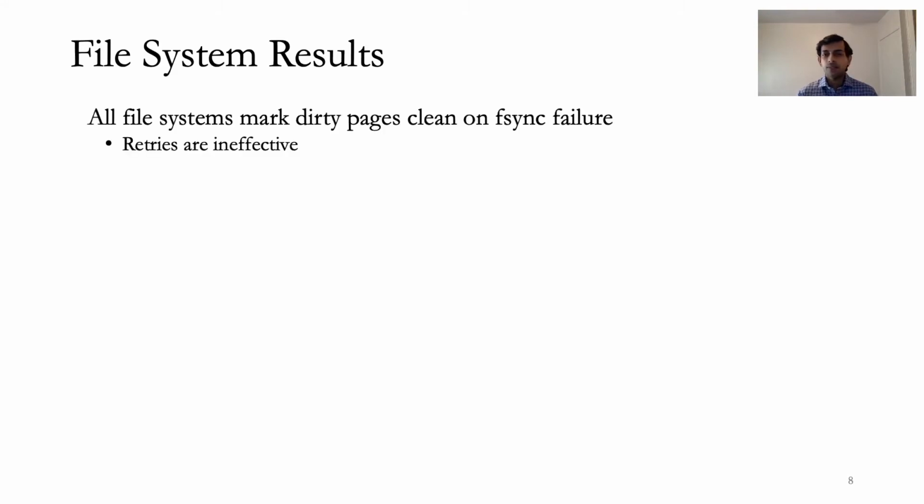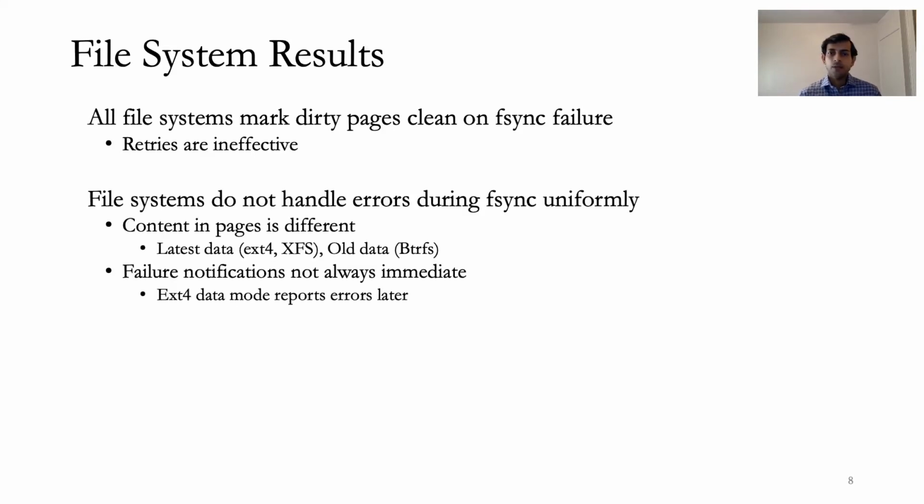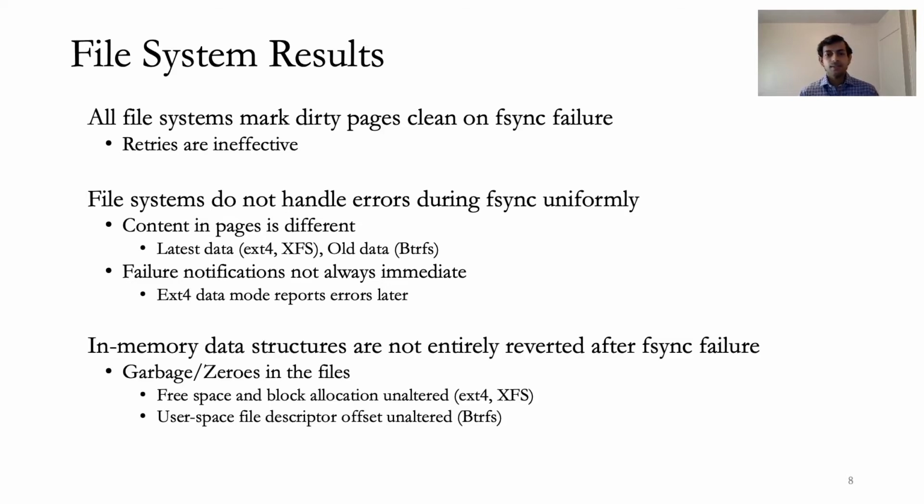So here are our results at a high level. All 3 file systems marked the dirty pages clean after fsync failure, and so retries were pretty much useless. And although they mark the page clean, they don't handle errors uniformly. ext4 and XFS keep the latest content in RAM, while Btrfs reverts it. And ext4 data mode reports errors later than the others. Lastly, the in-memory data structures are not entirely reverted.